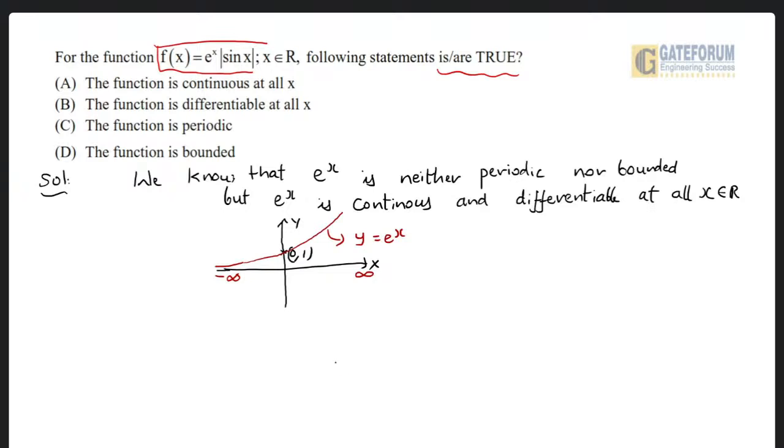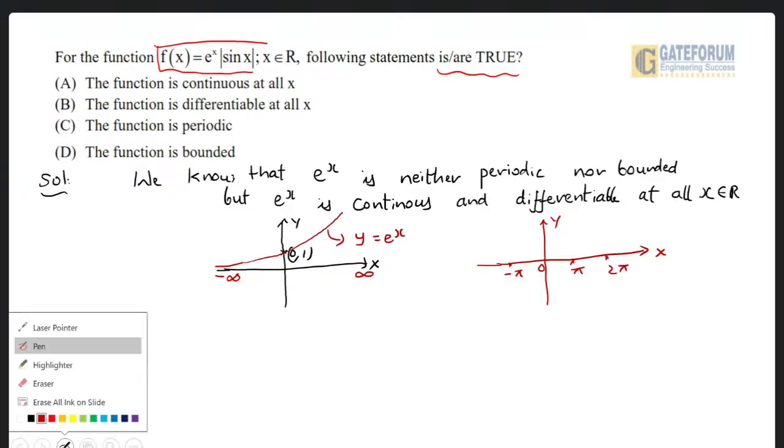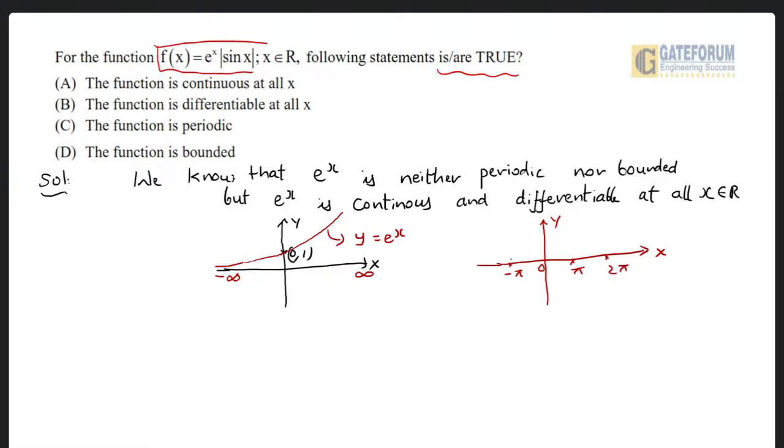Okay. Now, the mod sin x graph. X-axis, y-axis. This is minus pi, 0. This is pi, say. This is 2 pi. So mod sin x is always greater than or equal to 0. That is, y values are positive. For whatever x, negative or positive, you will get the graph. And this has maximum height 1.